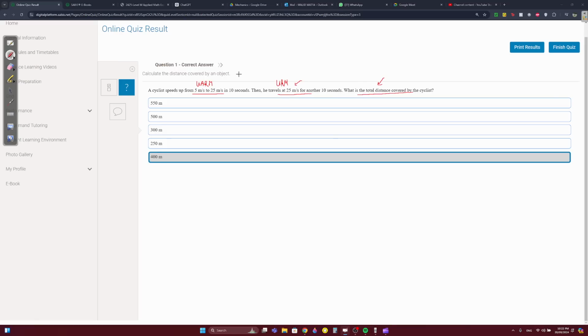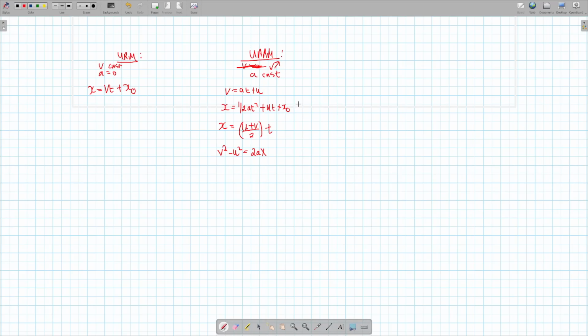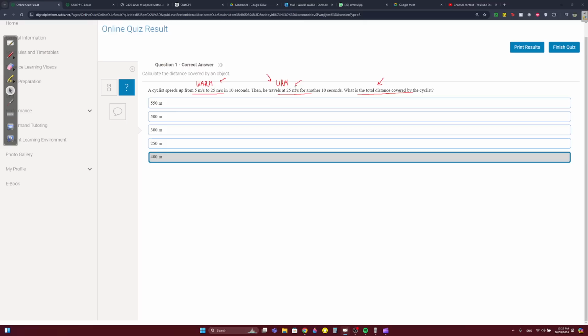So we're splitting it up into two segments: distance traveled in UARM and distance traveled in URM. For the distance traveled in UARM, we want X, right? This is how you do it. You enter the exam, you write the formulas down on a paper, and you look at what is given and what you want. I want X. I have time, and I have A. Which formula has X, A, and T?